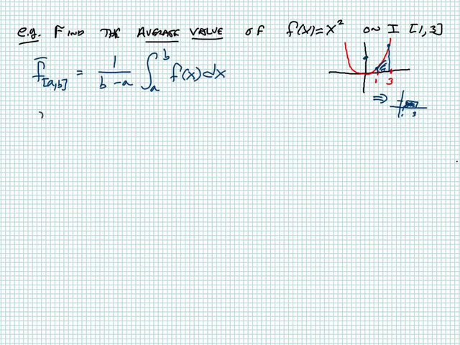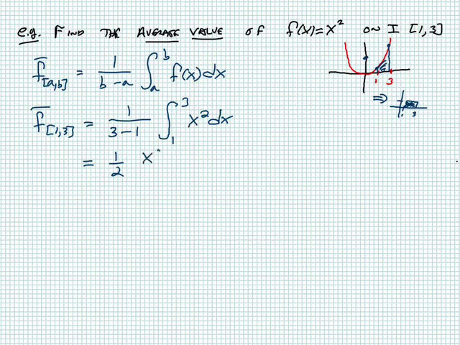Okay, so in this case, I'm looking for my average value of f on the closed interval from 1 to 3. And so it's going to be equal to 1 over, b in this case is 3, a is 1, so 1 over 3 minus 1, times the integral from 1 to 3 of f of x, and f of x is x squared, dx. Okay, so this is equal to, let's see, 1 over 3 minus 1 is 1/2. So 1/2 times the antiderivative of x squared, which is x cubed over 3. And I'm evaluating that between 1 and 3.